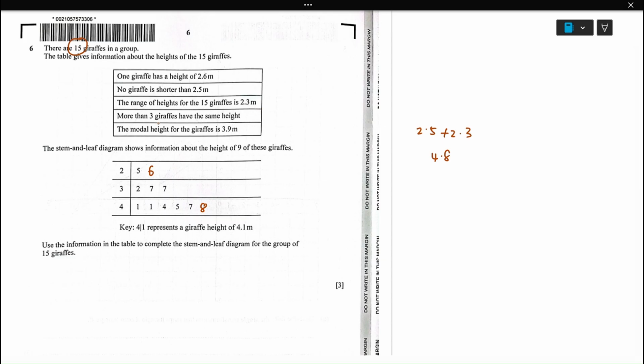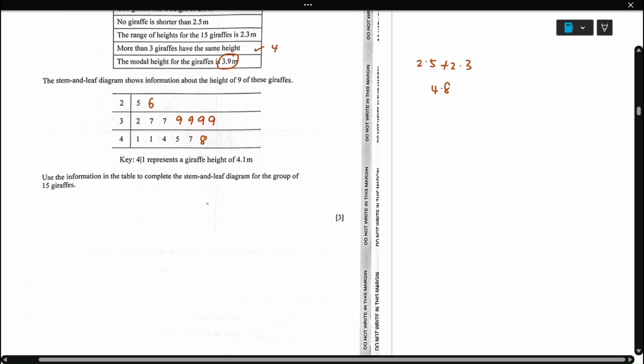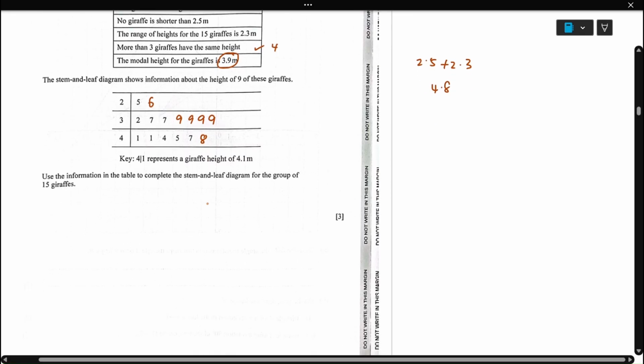The range is done. So more than 3 giraffes have the same height, so at least 4 giraffes have the same height. The next line, the mode height is 3.9. So there is no 3.9, so at least 4. So we'll write 3.9 four times: 1, 2, 3, 4. Okay, so all the possible are done. Let's check the total 15 is there or not. 1, 2, 3, 4, 5, 6, 7, 8, 9, 10, 11, 12, 13, 14, 15. Yes, that's done. Use this information to complete the stem and leaf diagram for the group of 15. Okay, we're done.